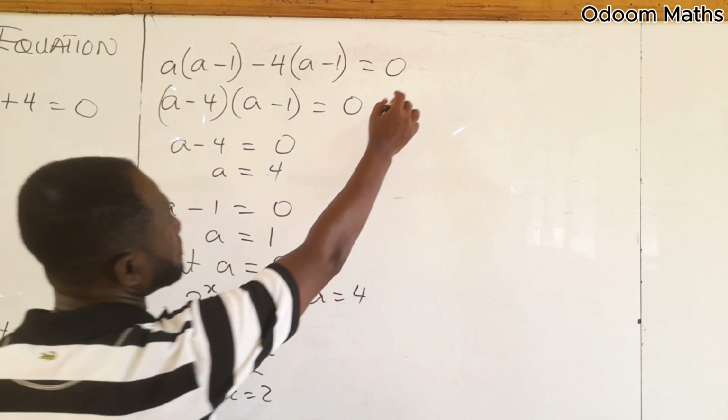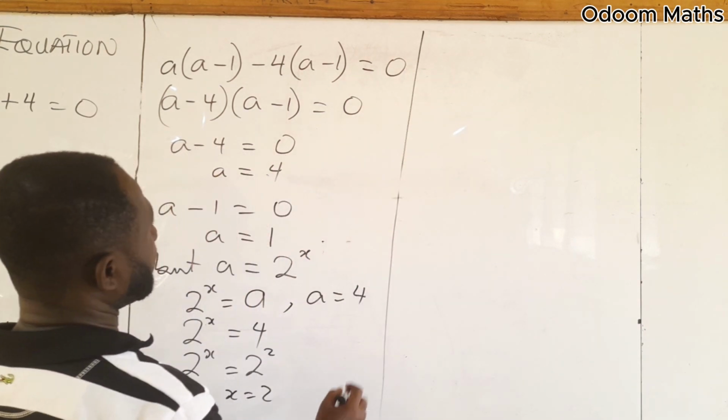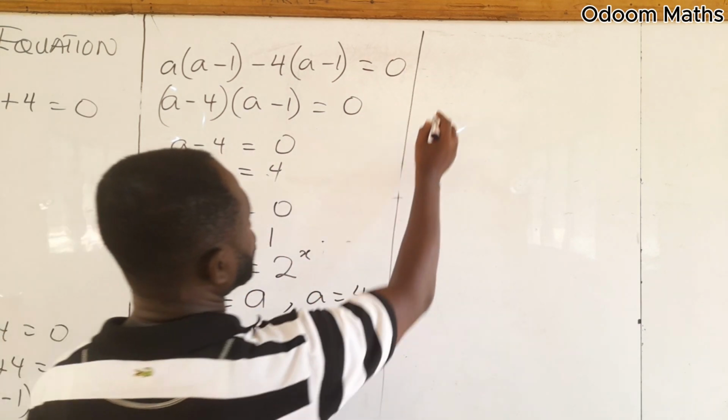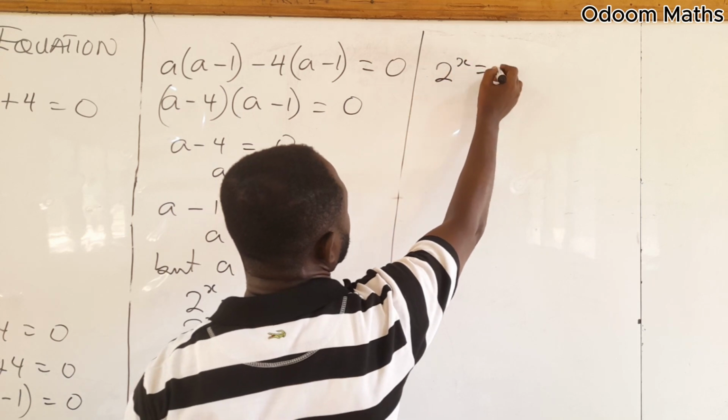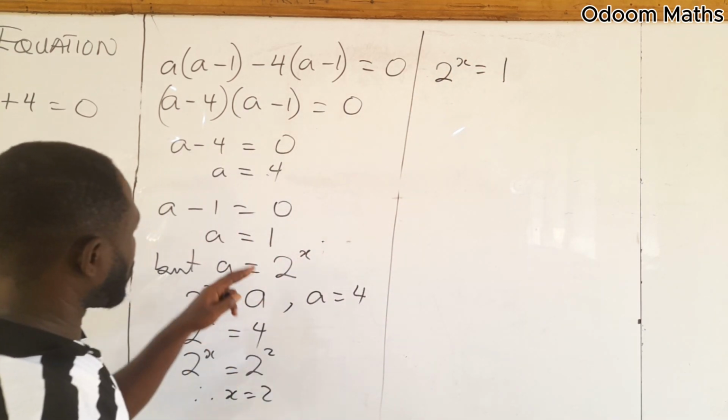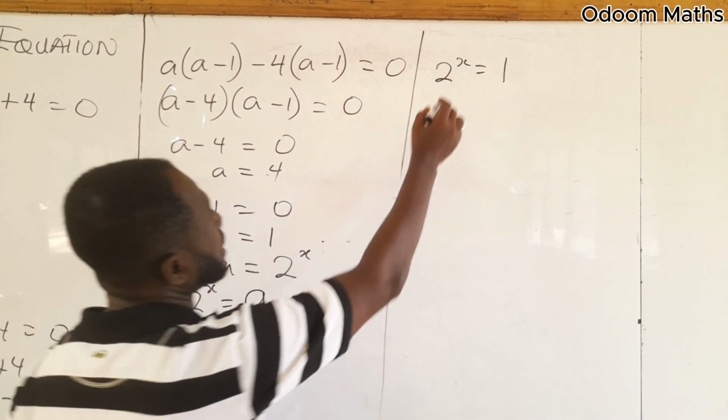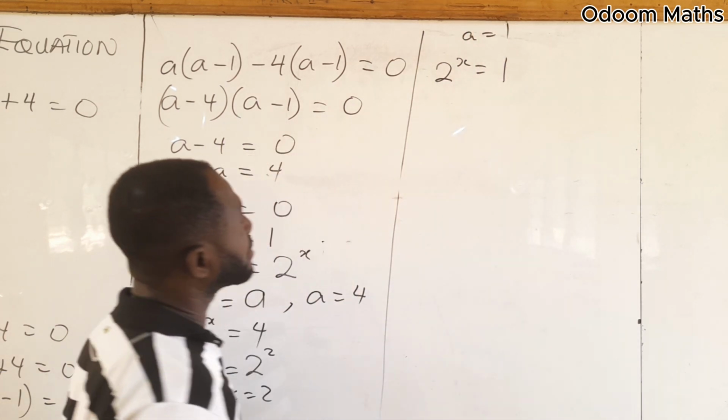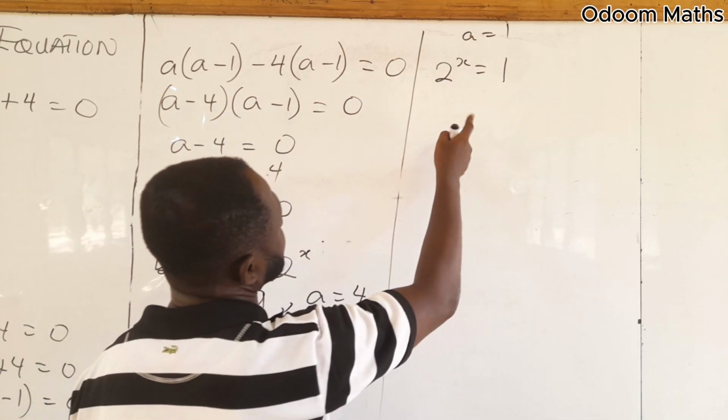Then again, 2 to the power x equals 1, because a is 1 here. So here a is equal to 1. Now let's see.